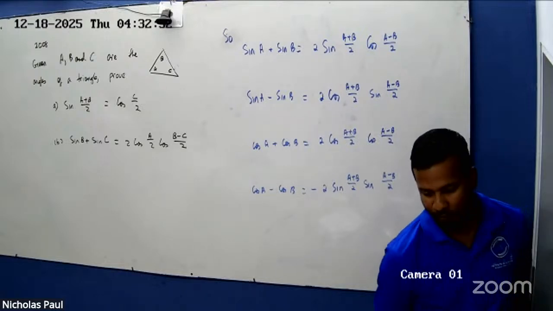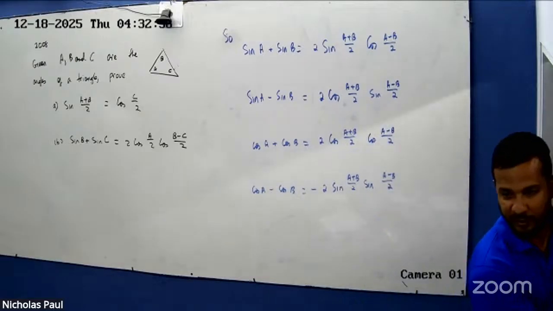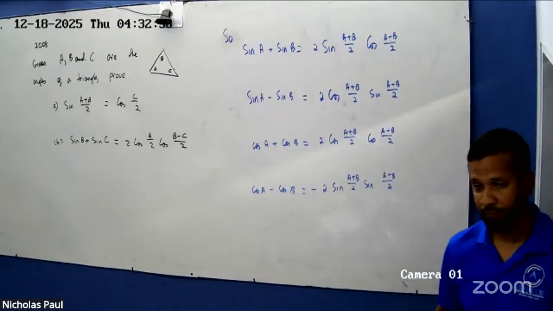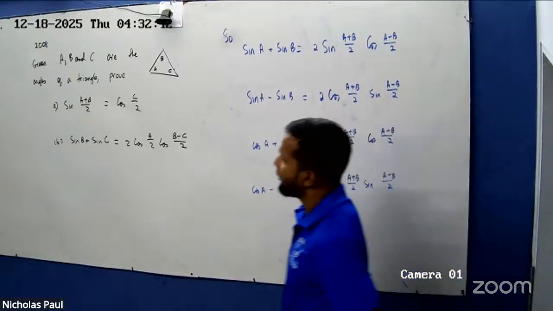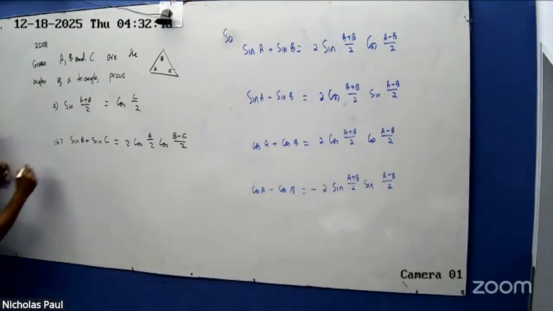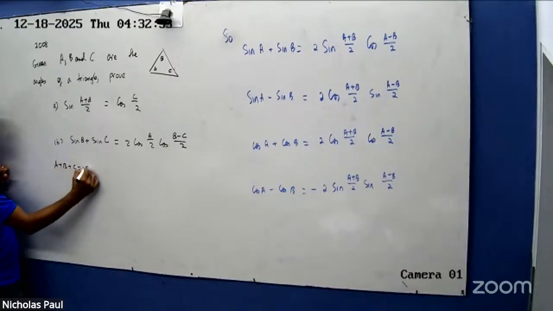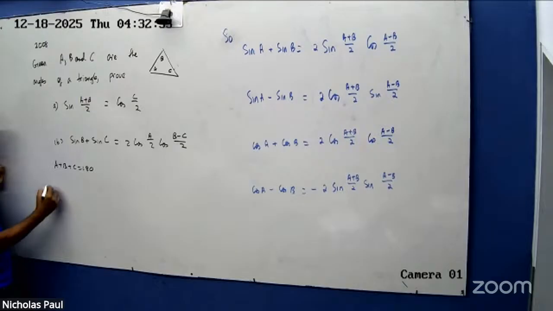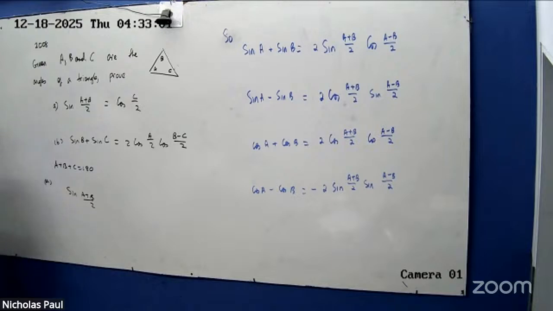And on Friday, we have the last part to train. It's much easier than all of this. Much easier, and it comes up all the time. At the end there are tricks, so you might enjoy Friday more. So you have A plus B plus C is 180. They want you to prove what sine of A plus B on 2 is.